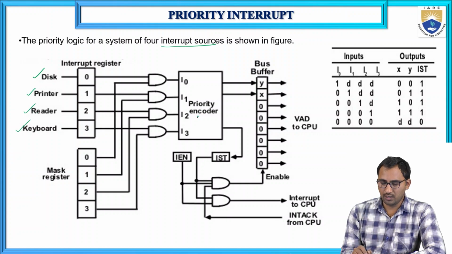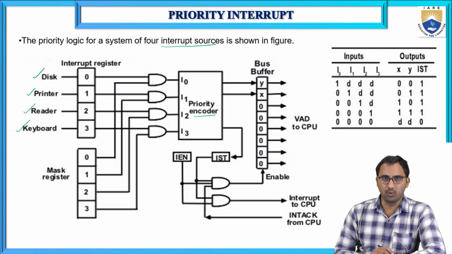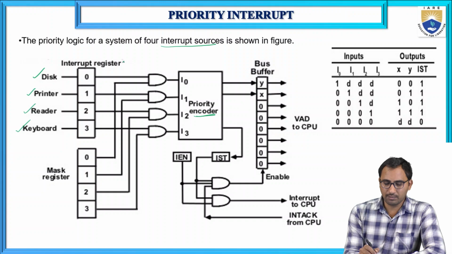So see here, we are using one 4x2 priority encoder. So what is a priority encoder? A priority encoder always gives the highest priority to service. Okay, so this is an interrupt register. Since we are using 4 devices, it is a 4-bit interrupt register. We are connecting only the 4 devices: disk, printer, reader, keyboard.